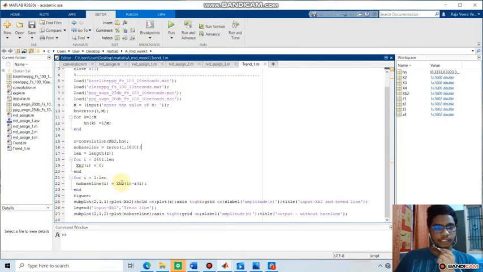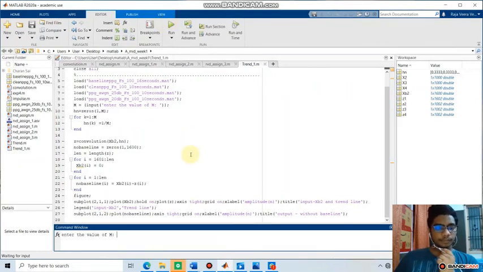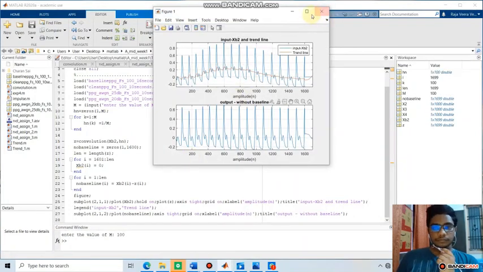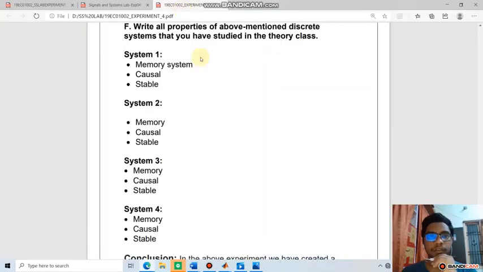Now to find the output after removing the trend line, it is simply the input function minus the convolution output. When we run the code, we take some value of M, which I am taking as 100, for example. Now this is the input signal which is given to us. This is the trend line, and after removal of the trend line, this is the output signal which is obtained.